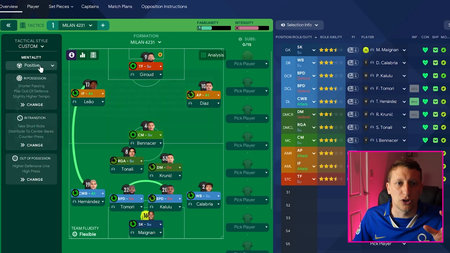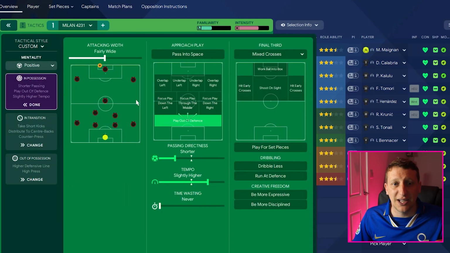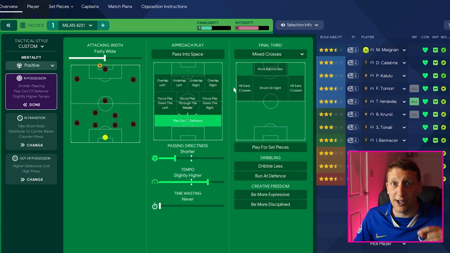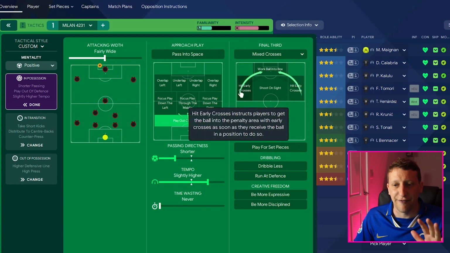So, into the team instructions, we've gone positive mentality, in possession, shorter passing, slightly higher tempo, playing out from the defence. That's it. I was going to do crosses early, but looking at the number of crosses that they've done in Serie A this season, it's nothing outstanding. Nothing compared to actually what Inter Milan are, so I've left that blank.